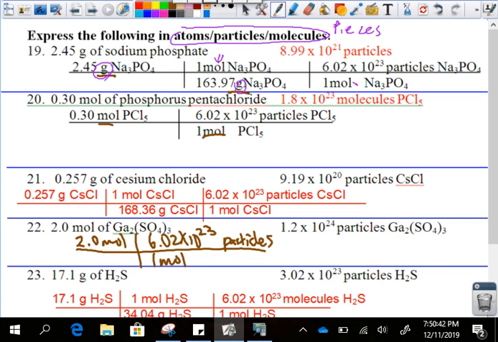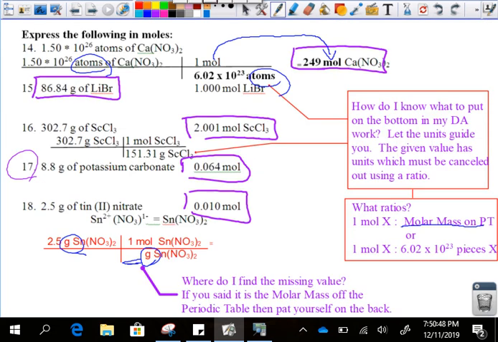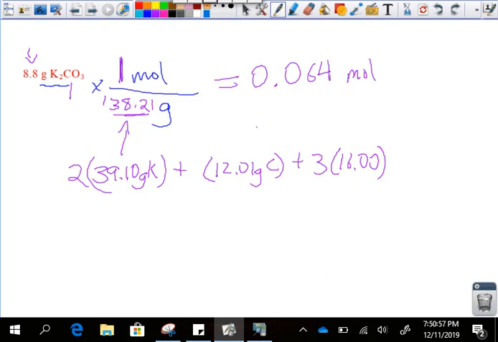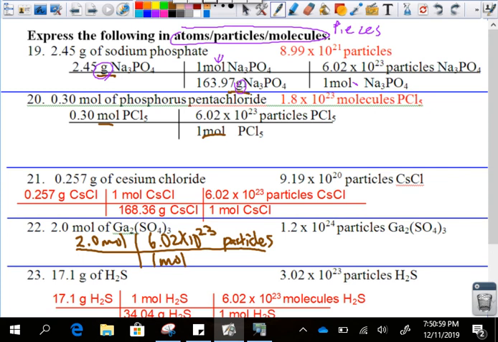21, I have 0.257 grams of cesium chloride, so I've got to get a molar mass. I think that molar mass was worked out on the very first page. There it is. Yep. I worked that molar mass out in the first calculation. No need to do it again. I just flipped back a couple pages and found it. Wrote it down in there. My best handwriting right there. And then I have the ratio to cancel the grams out to convert it to moles, and then the moles to particles.